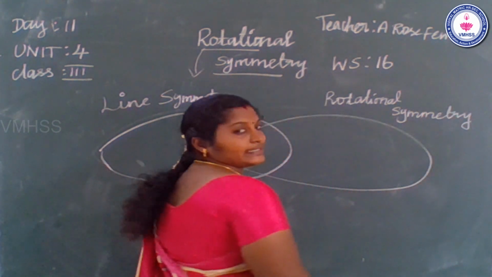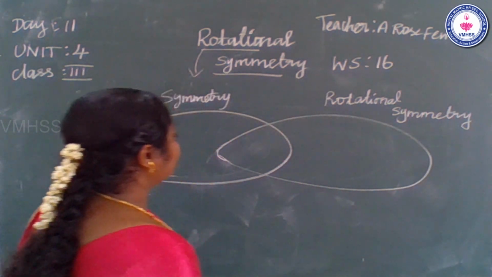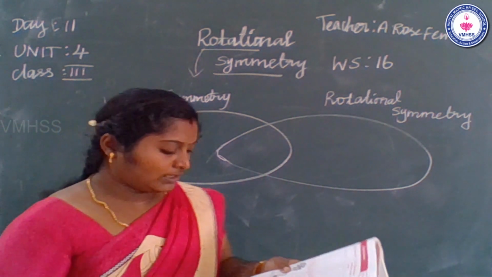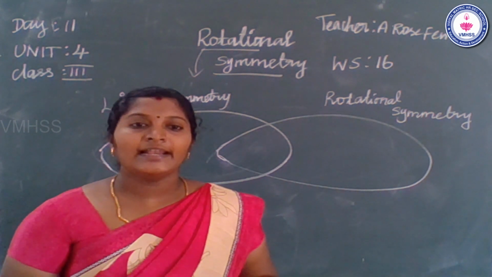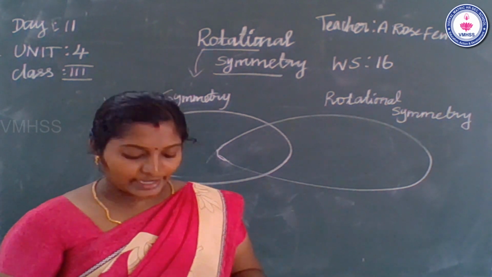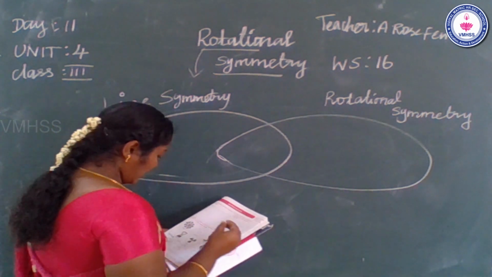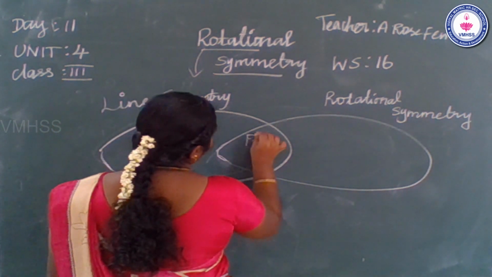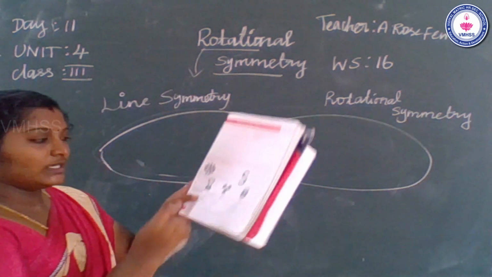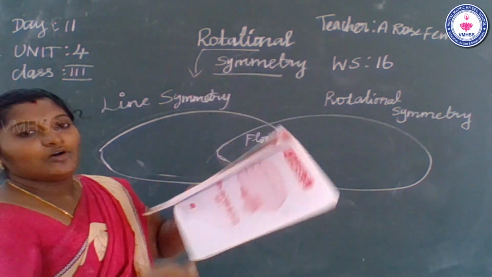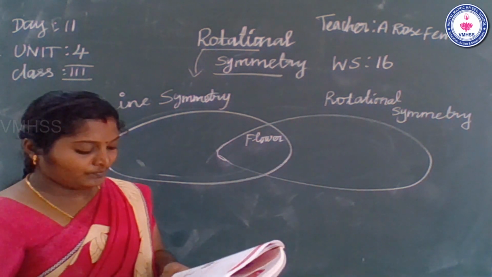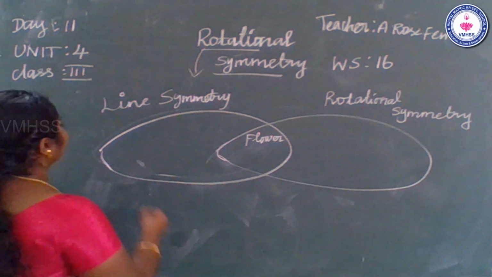Rotational symmetry. Okay, dear children. First one, flower. Is this line symmetry or rotational symmetry? It's both. Second one, semicircle. It's a line symmetry.